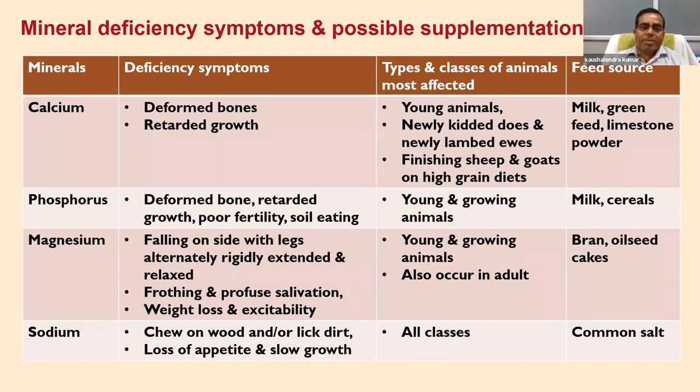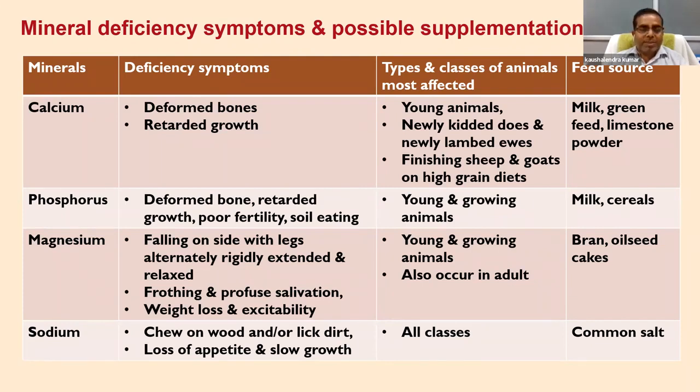Phosphorus deficiency: deformity in bone, retarded growth rate, poor fertility. Fertility is also associated with phosphorus deficiency, and pica is developed, and the animals start eating soil and other unwanted things. The classes of animal mainly affected are young and growing animals, and milk and cereals are a good source of phosphorus.